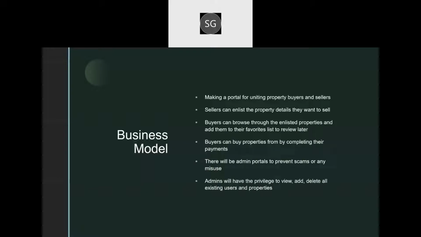So these are the unique features about our business model. So making the portal for uniting both the buyers and the sellers, where sellers can actually list the property details that they want to sell, and the buyers can browse through the already listed properties and can mark them as favorite and can also review and pay for them later. Buyers can also buy the properties by using the credit card. We have the credit card system as well, and there's also an admin portal who can actually manage everything. So these are the main features that we have.